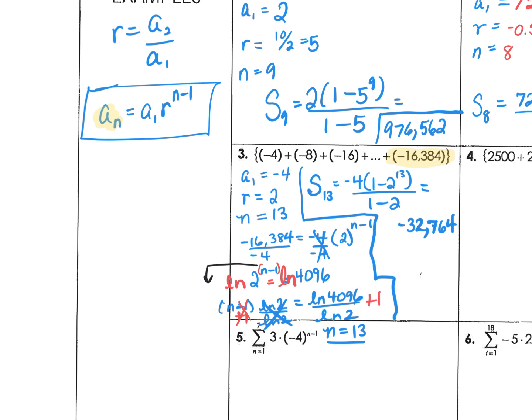32,764. So now, what I would like for you to do is solve number 4, which is a like type of problem. Let's make sure you know how to get the n out of that.